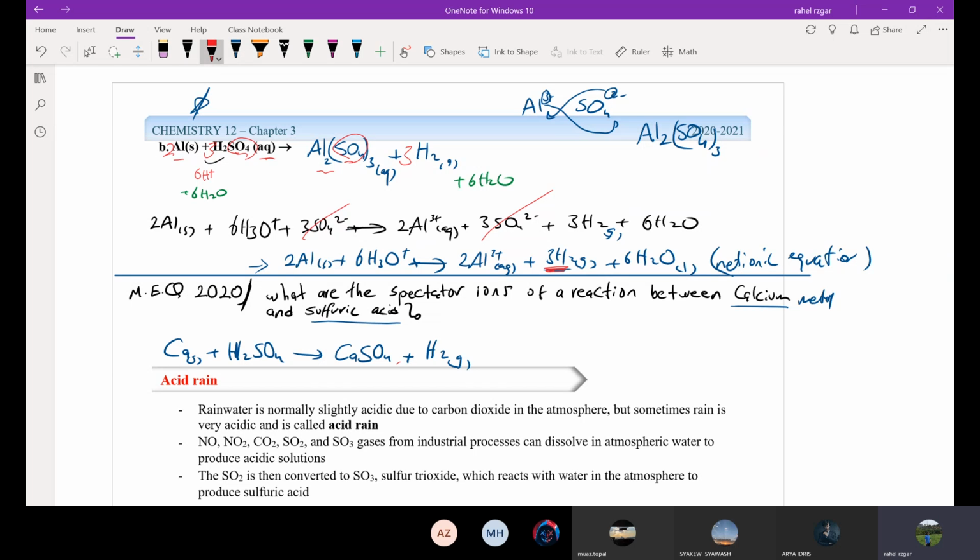That's fine. So this is solid. If it's solid, then it will not ionize. It will not dissociate. It will not become ions. If you write the equation, nothing will be cancelled. So answer again, there isn't any. Let's just say that there isn't. There aren't any spectator ions.